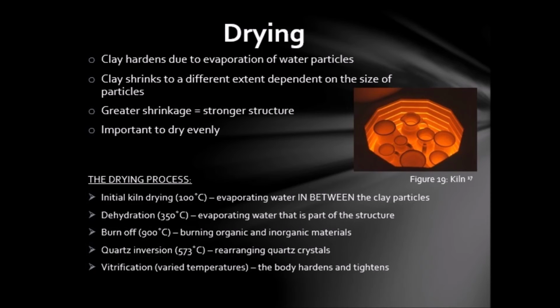Burn off at 900 degrees. Here, organic and inorganic materials are burned off. These include carbon and sulfate. It's important not to breathe in these substances, and for this reason the kiln needs to be well ventilated. Quartz inversion at 573 degrees. At this temperature, quartz crystals rearrange in a slightly different order. The body expands slightly. Vitrification at varied temperatures. At this stage, the body hardens and tightens as various components of clay are melting.